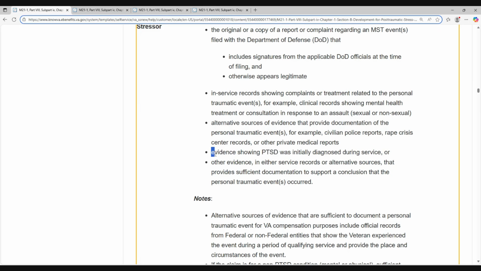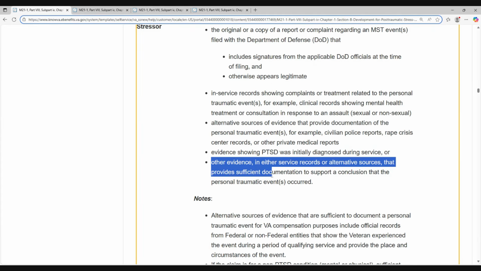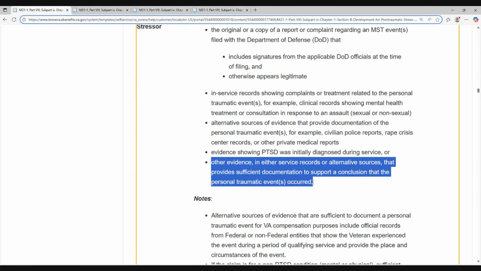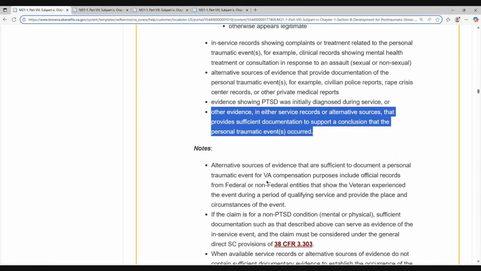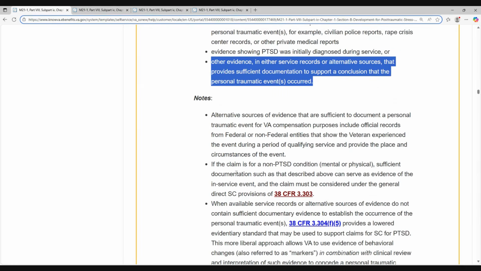So, also evidence showing PTSD was initially diagnosed in service. This is going to be a lot more rare for individuals, but still, if you have that, then we would grant that. Other evidence in either service records or alternative sources, like newspaper articles, things like that, that provide sufficient documentation to support a conclusion that the personal traumatic events occurred. So this is, like I said, the objective evidence, to where the rater can point at it, or the examiner can point at it and go, okay, I can see where the trauma obviously and clearly happened.